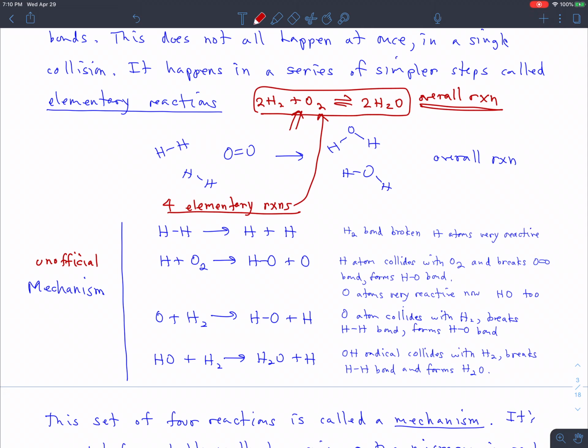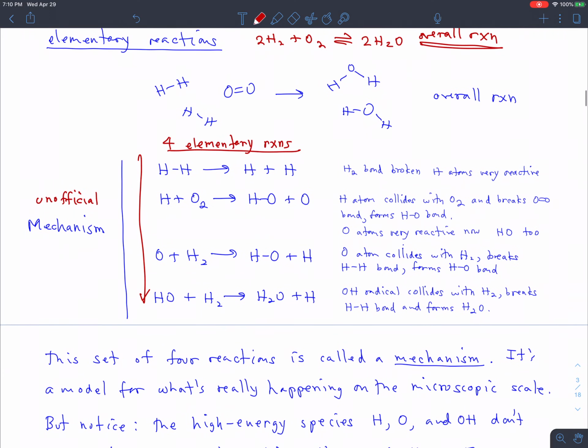The overall reaction isn't telling you about what's going on microscopically. It's just telling you about the stoichiometry. It's just telling you that there's two H2's and one O2 in order to create two H2Os. But it's not telling you about all this stuff that's going on with the actual atoms and molecules. So the overall reaction is useful, but you still need a mechanism in order to do kinetics.